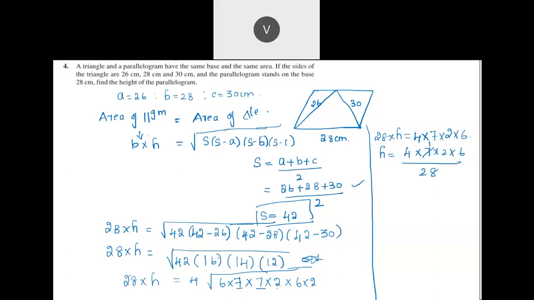So 4 and 4 will be cancelled, 7 ones are 7. So h is equal to 2 into 6, which is equal to 12 centimeters. So the height of the parallelogram is equal to 12 centimeter. Any doubt in this problem? No, ma'am.